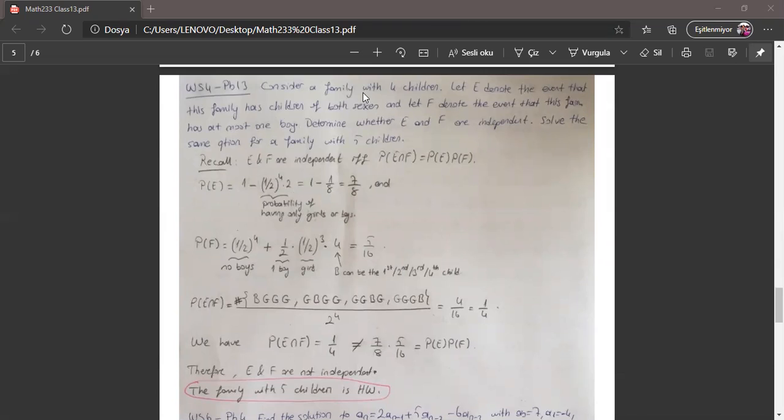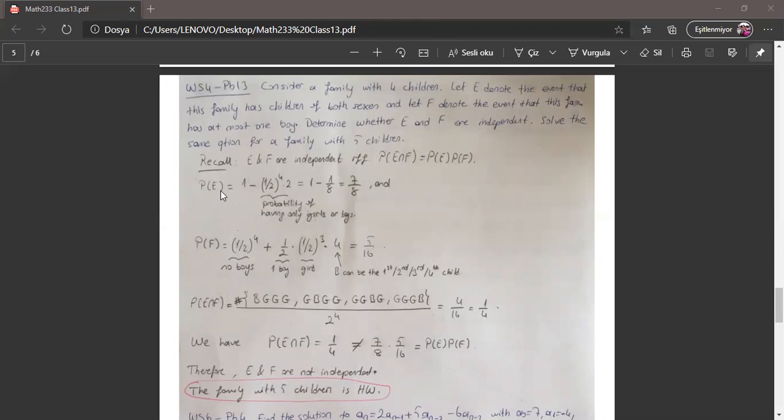Now we consider a family with 4 children. Let E denote the event that this family has children of both sexes, and F denote that they have at most one boy. Okay, we will decide if these two events are independent or not. Remember, they are independent if and only if we have this equality.